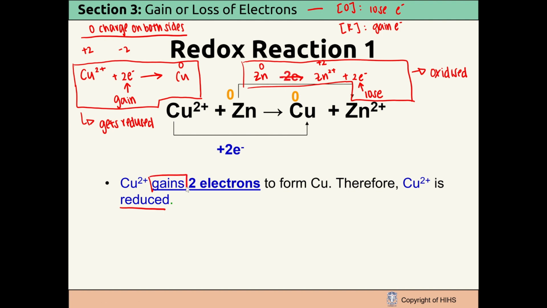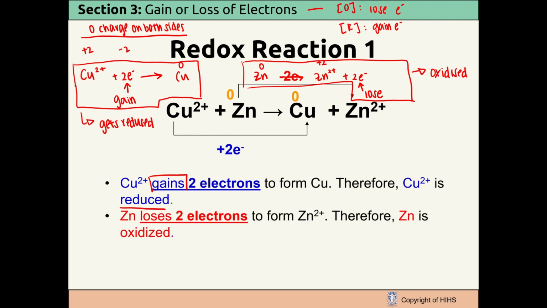For your zinc, it loses 2 electrons. Sorry, my equation is blocking it. So it actually loses electron to form your zinc 2 plus ion. So it's oxidized because it loses 2 electrons.